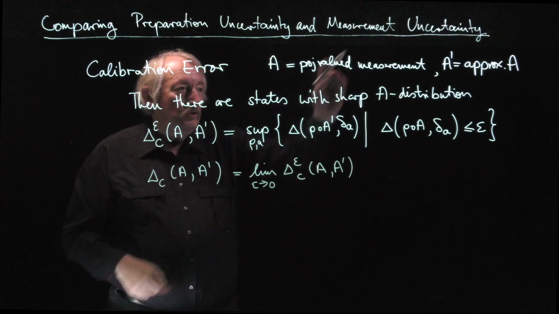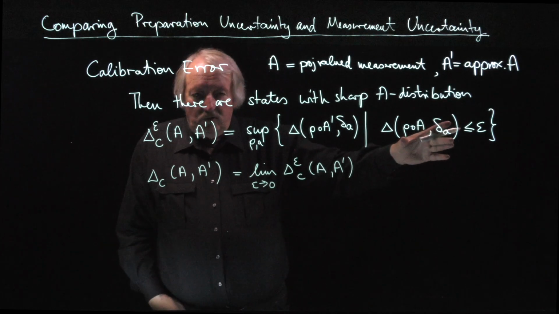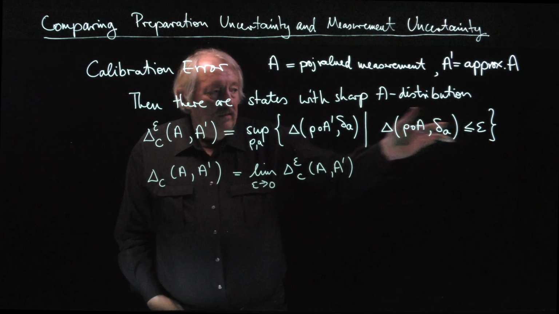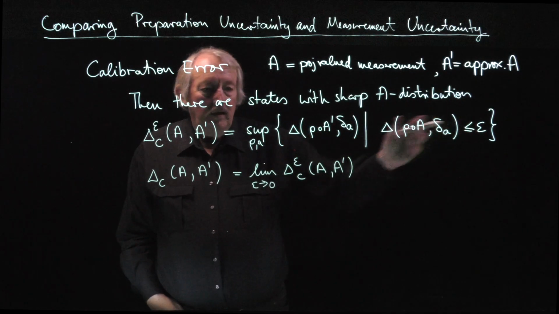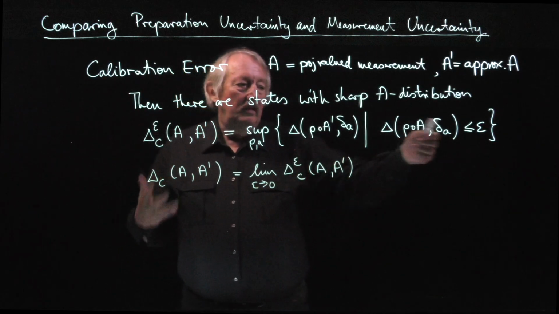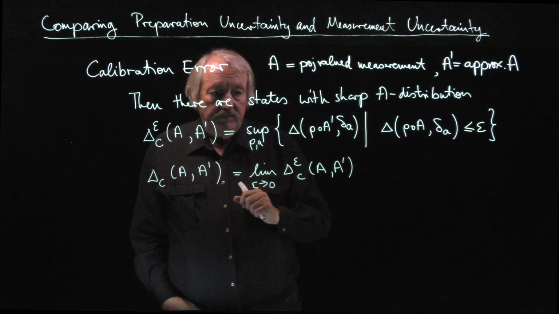So you see how the projection valuedness goes in? Such states don't exist for general POVMs. So we need them in so that this supremum doesn't become empty for small epsilon. Right? So of course for projection valued that is guaranteed. Okay, so this is the calibration error.